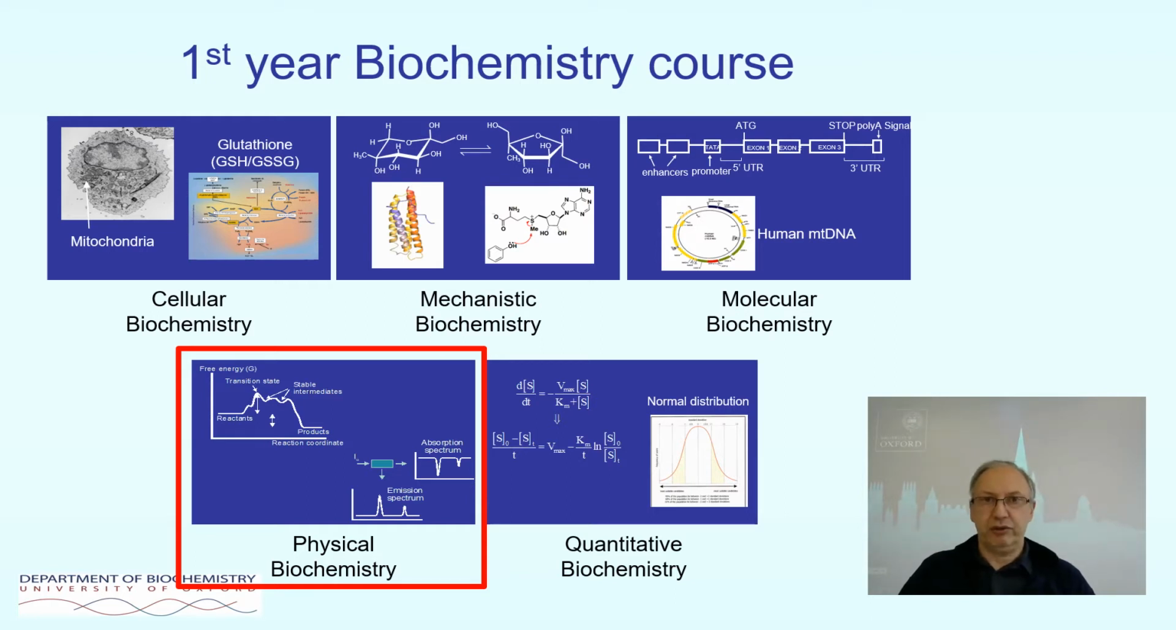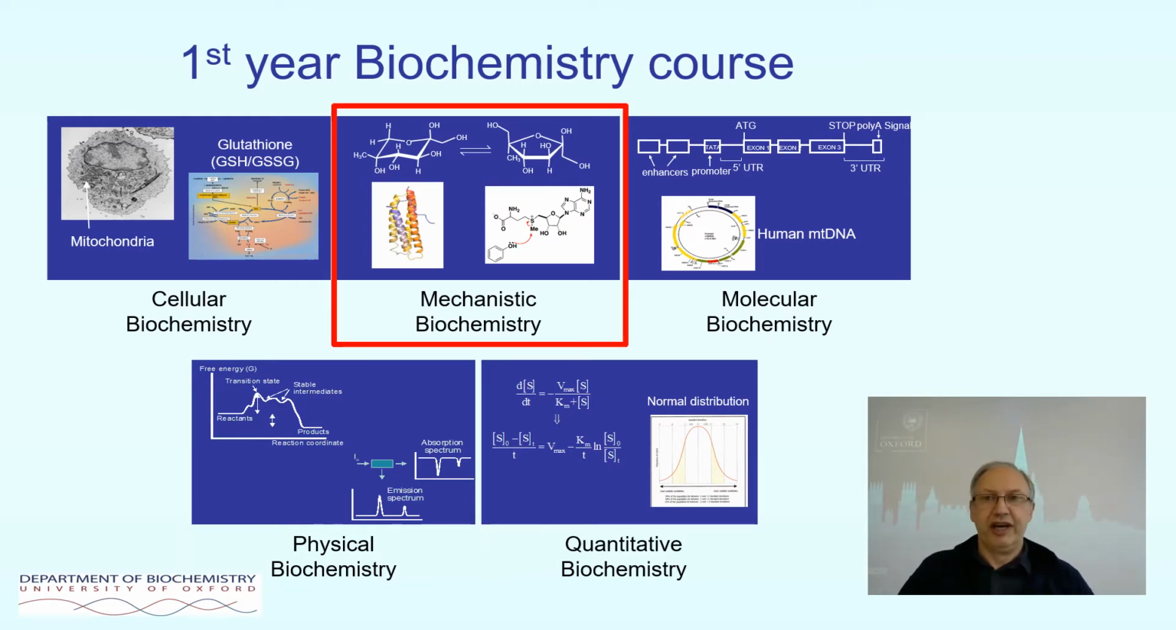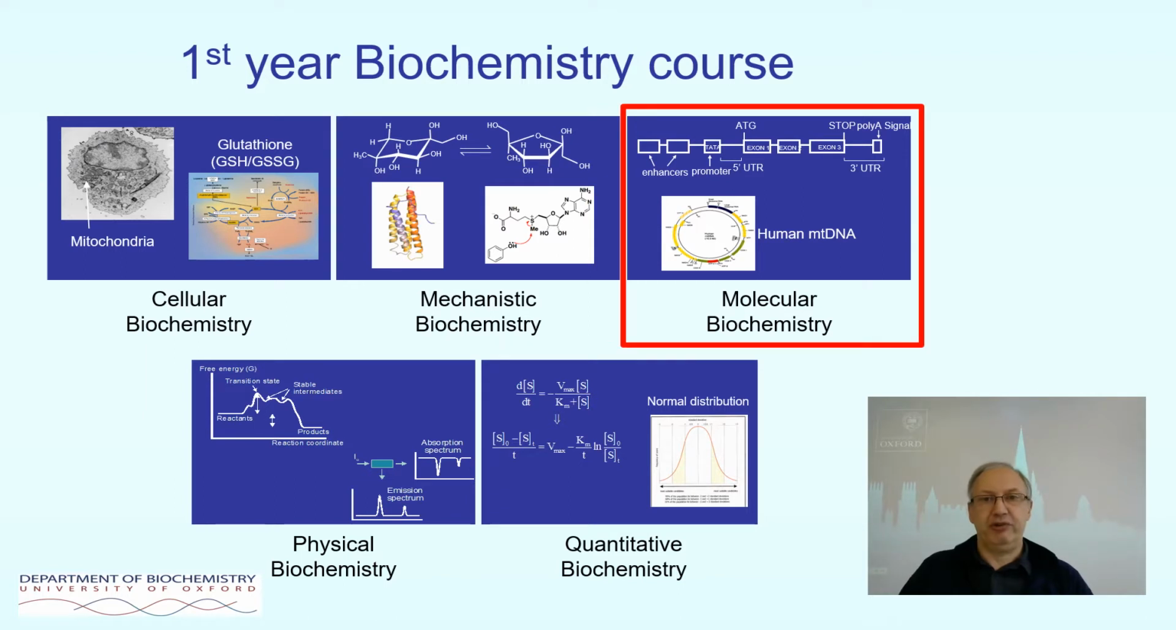The mechanistic biochemistry course focuses on the properties of biological molecules and macromolecules and the sort of reactions that they undergo, be that as simple organic reactions through to complicated enzyme mechanisms. The molecular biochemistry course focuses on DNA and RNA and the storage of information in these molecules and how that information is then retrieved and how the processes that underlie all of that are controlled.